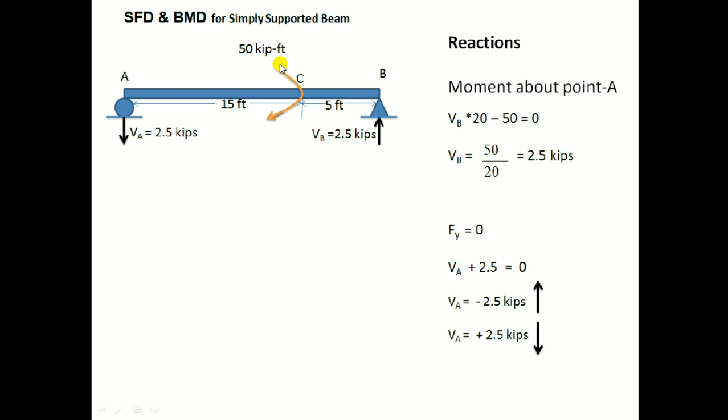In this video I will draw the SFD and BMD diagrams for a simply supported beam when a moment is acting on it, clockwise moment and anti-clockwise moment. Here the clockwise moment is acting. A 50 kip clockwise moment is acting at 20 feet span. These are the distances, and first of all we will find out the reactions.